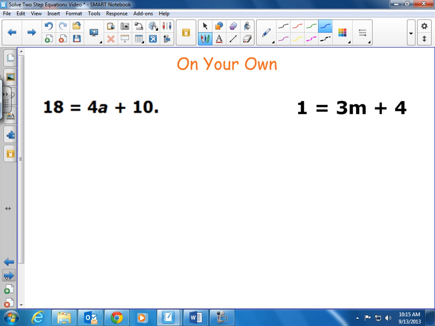What I want you to do right now is press pause. I want you to test and see how well you're understanding these concepts I've just taught. So work these two problems. When you're finished, we're going to go over another example or two, and we'll check these in class.